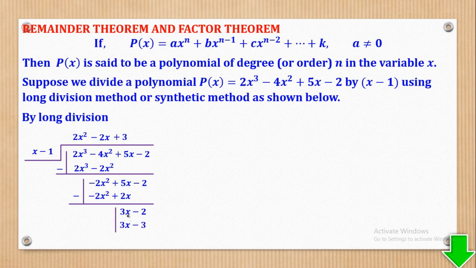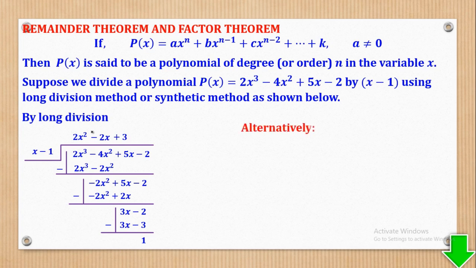Then next is to subtract. When I subtract, I'll come up with positive 1. Now here I cannot divide because this one is constant and this one is x. Therefore I have to stop there. So when I stop there, this is the polynomial, this is the divisor, and this is what we call the quotient. Now that has been the long division method.